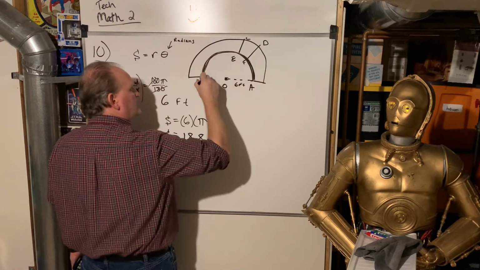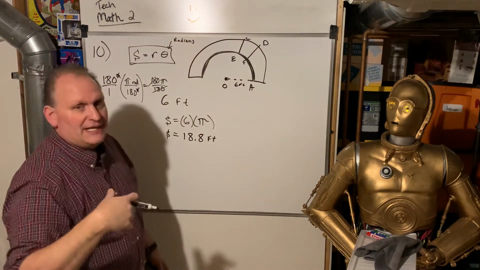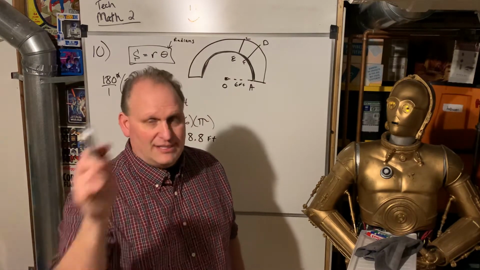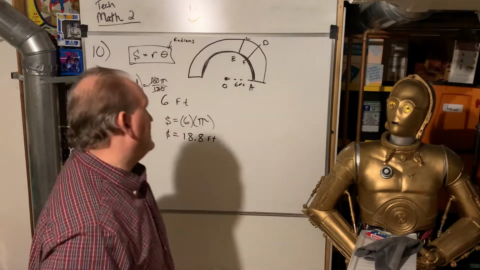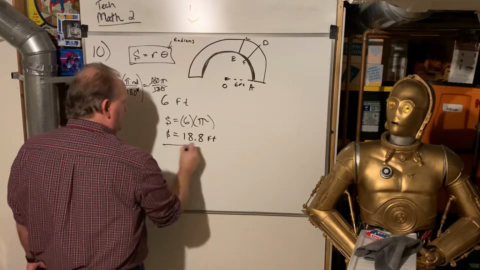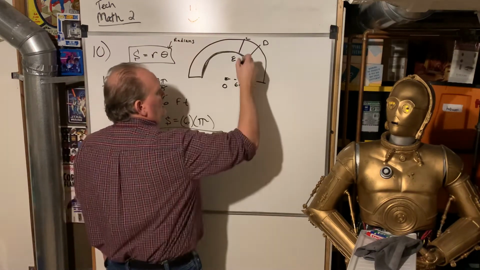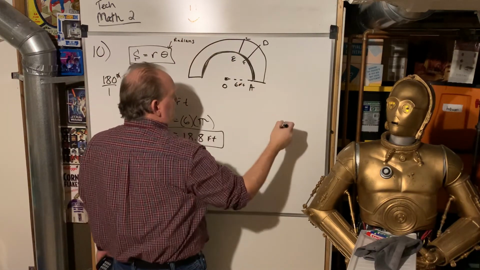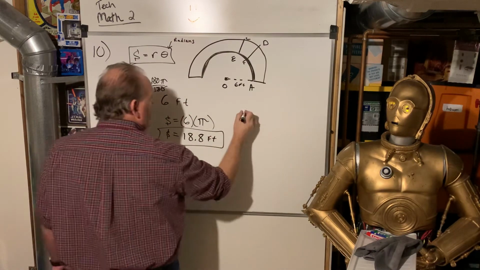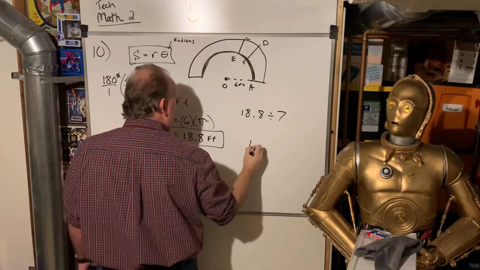Now, instead of using this formula, we could have said, well, let's find the circumference. That would be the whole circle, and then we'll divide it by 2 because it's half of the circle. But I kind of wanted to use this to get you used to using that, so it comes in handy. All right, so now, because they told us it's broken into equal pieces, 7 equal pieces, we can just take 18.8 divided by 7 to find EF.